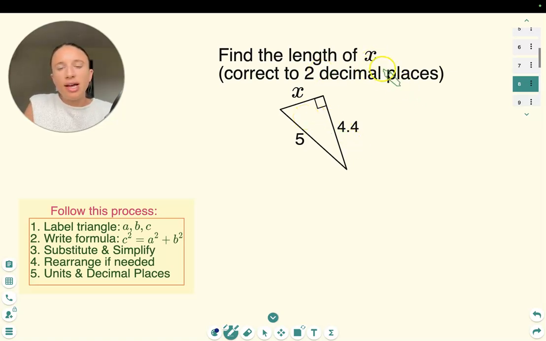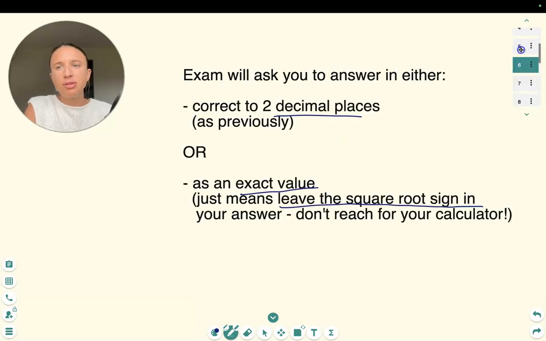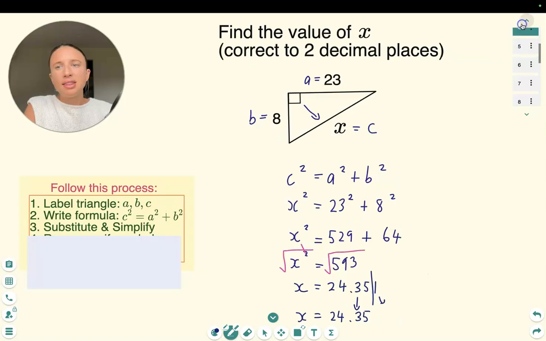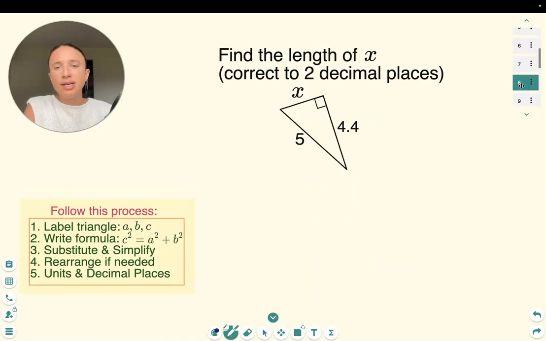Find the length of x correct to 2 decimal places. So in this one, what do you notice is different compared to the previous problems? So let's just have a look through. Notice in the previous ones how our hypotenuse was the unknown. So now we've got a shorter side as the unknown.